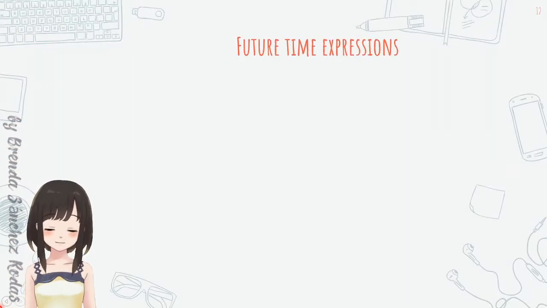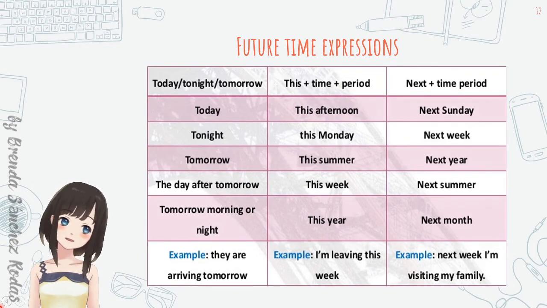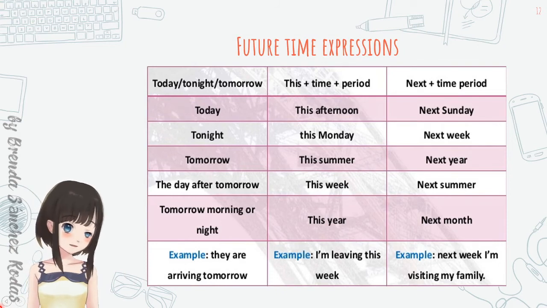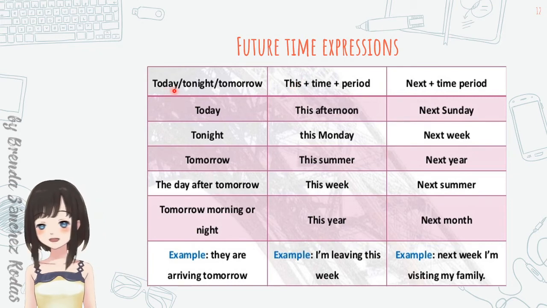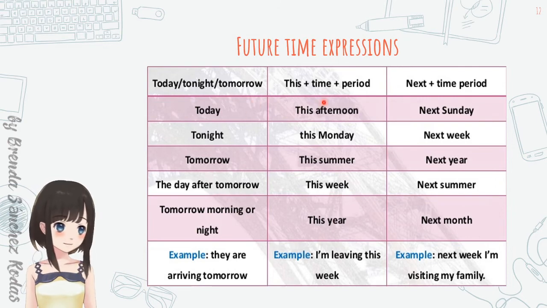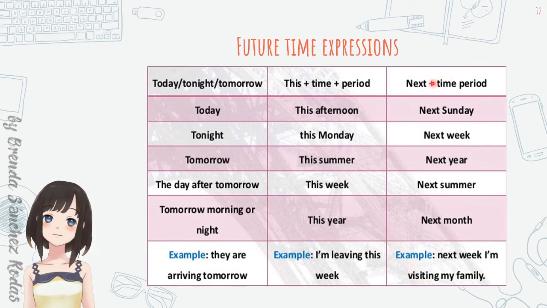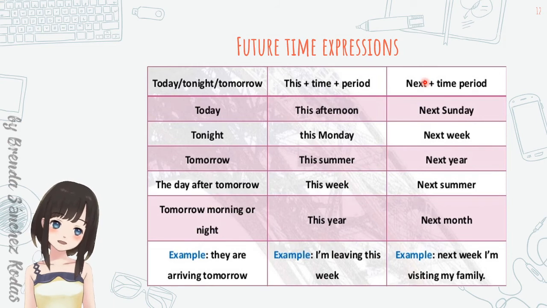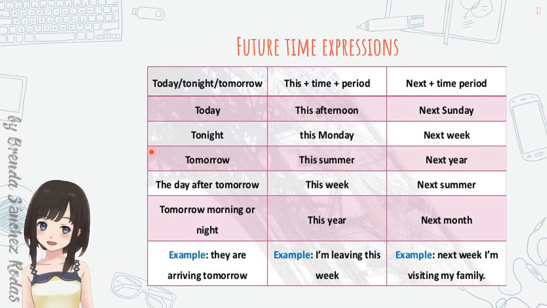So let's see some future time expressions like we have seen in present simple and progressive and simple past. We have expressions, right? And also we have here, for example, today is an expression for future, also tonight and tomorrow. This you can use plus the time and plus the period also. And next, also this magical word for future and the time period. It's like in simple past, remember, ago, last, and yesterday.